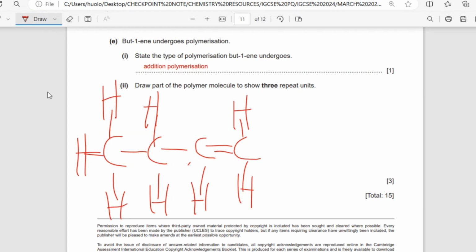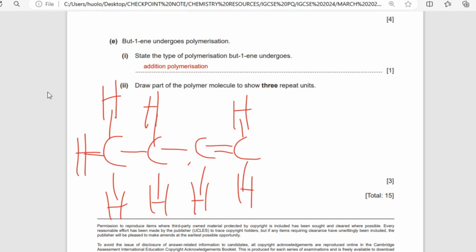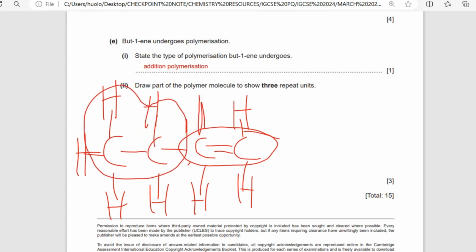polymerization reaction, addition polymerization to be specific, the reaction is always within the double bond. The double bond is usually the center of reaction. So when you are asked to draw the repeat unit, this other end, you flip it over and come this way, because your focus is within this carbon to carbon double bond. Your focus will always be within the carbon to carbon double bond.